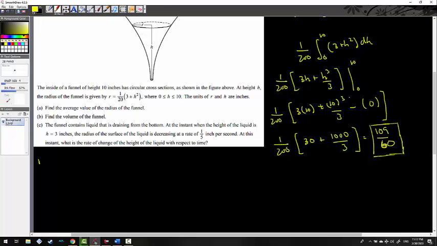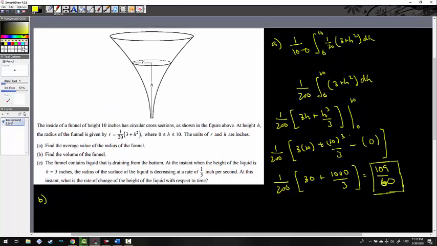Let's take a look at B. It says find the volume of the funnel. Well, this volume is going to be found by taking this funnel and rotating him this way. Rotating him. So with rotational volume, that's going to be pi r squared h. So how do we find out what that is?